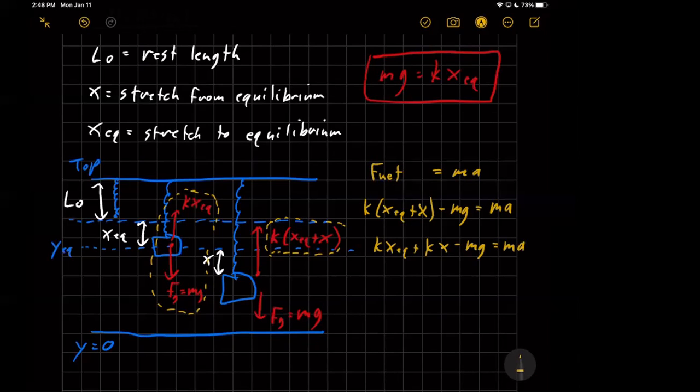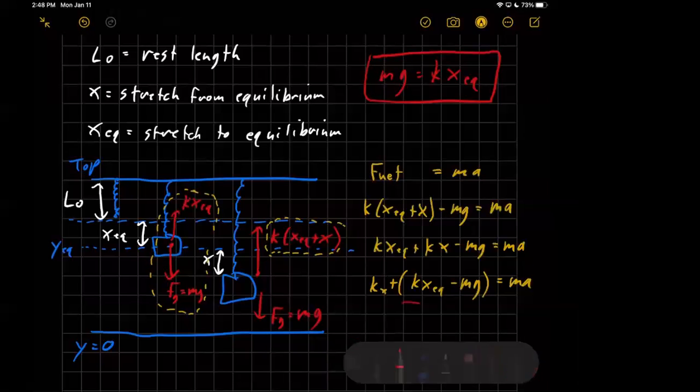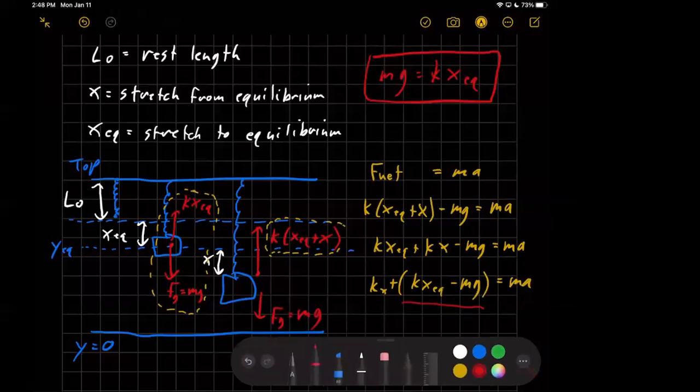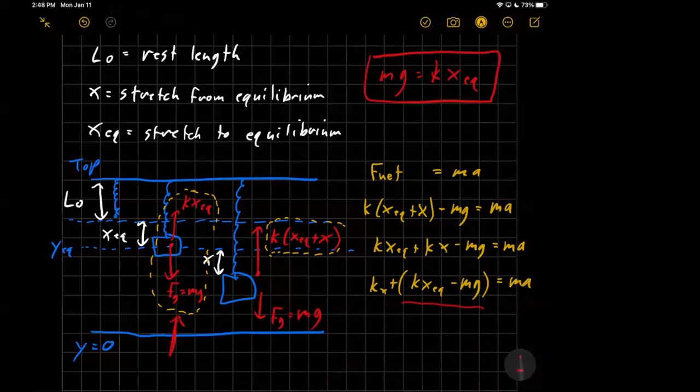And then let me rearrange this. Let me say KX plus KXEQ minus mg is equal to ma. Well, look at this term right here and what we had above, or maybe look at the picture right over here. KXEQ and mg should be the same size. So those actually go away.